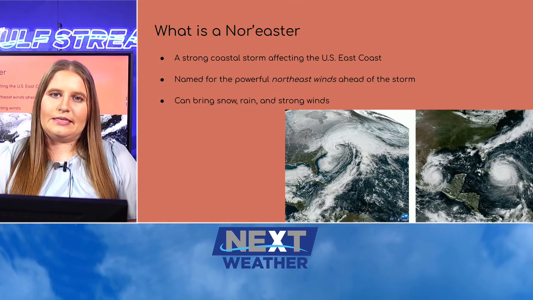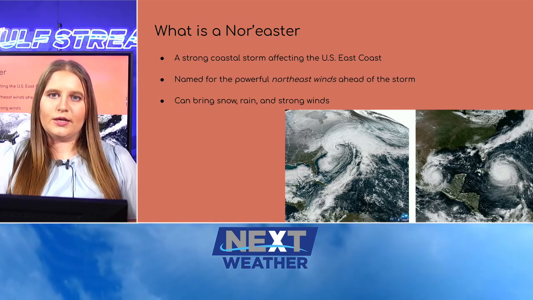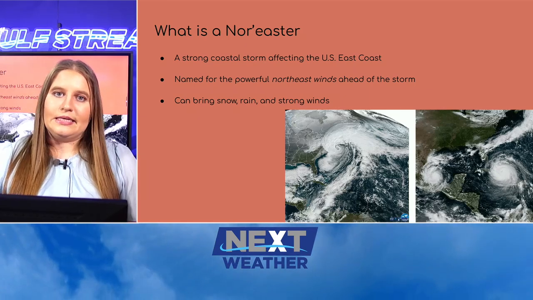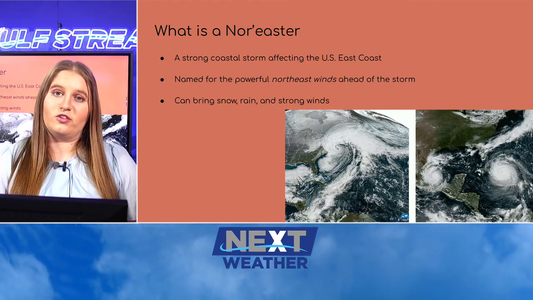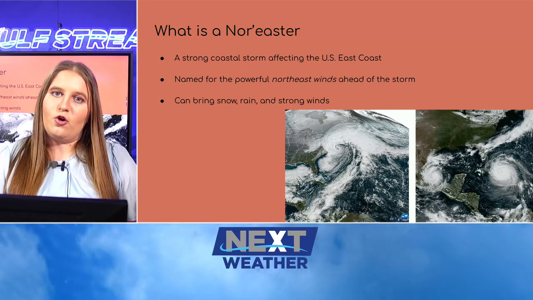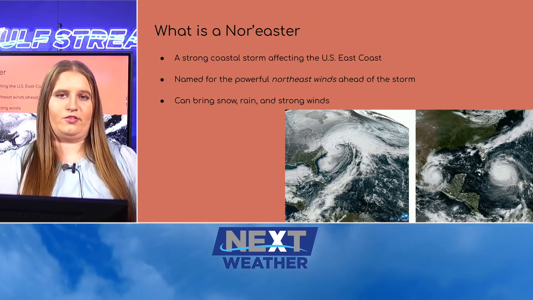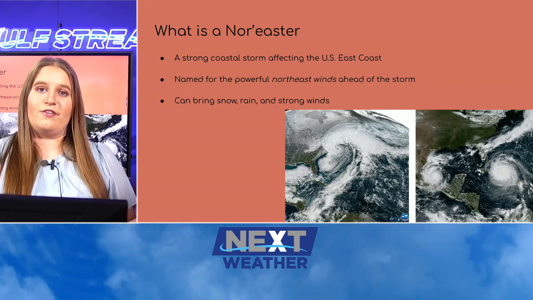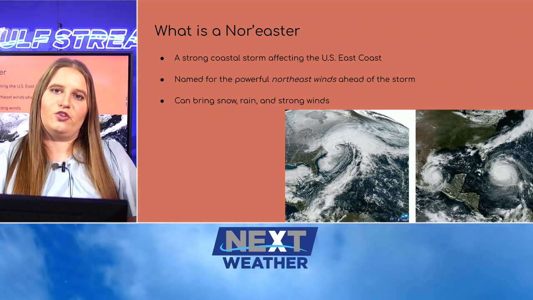They form differently. One big indicator of a difference is that hurricanes can form in the Atlantic and move and strengthen. Nor'easters form specifically along the East Coast and bring those impacts such as snow and rain. So the image on the left here, that is a nor'easter. And then the image on the right, that is a hurricane.